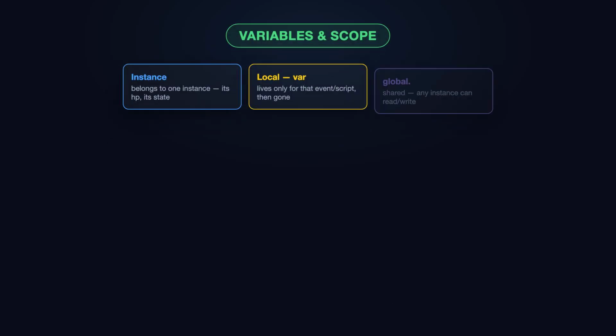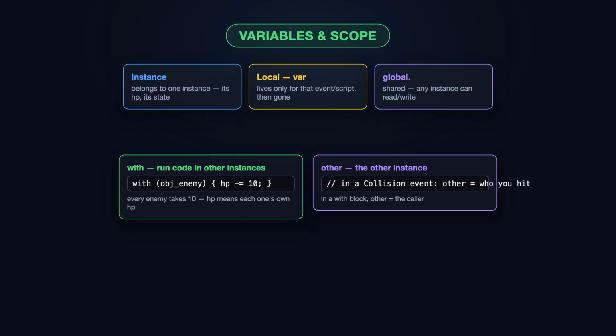Variables and scope. Short topic, but interviewers ask it because scope bugs are everywhere in beginner code. There are 3 levels. Instance variables belong to one instance, its HP, its state, and they persist for that instance's life. Local variables are declared with var, and they only exist for the duration of that one event or script call. They vanish afterward. And global variables live on the global scope, global.score, and any instance can read or write them. Then the 2 GameMaker specific things they will check.